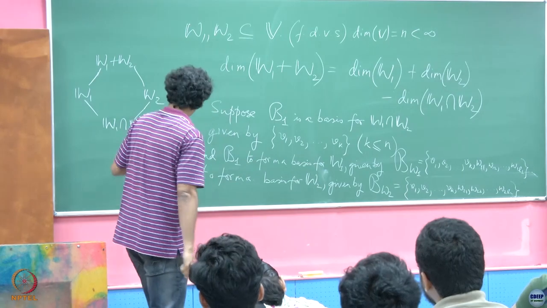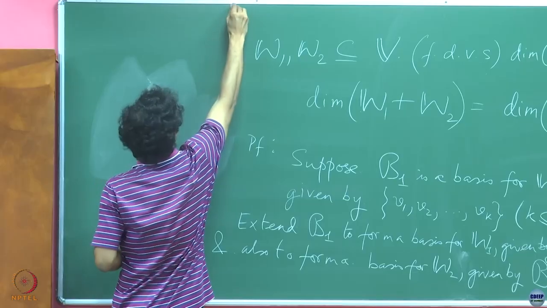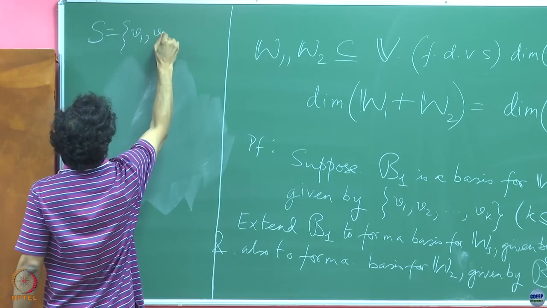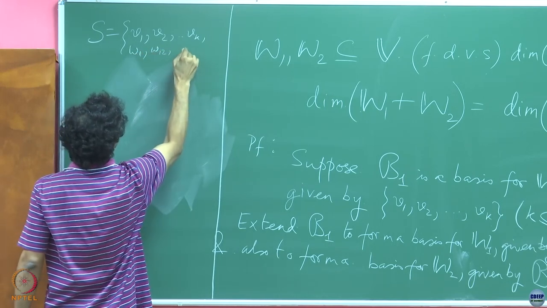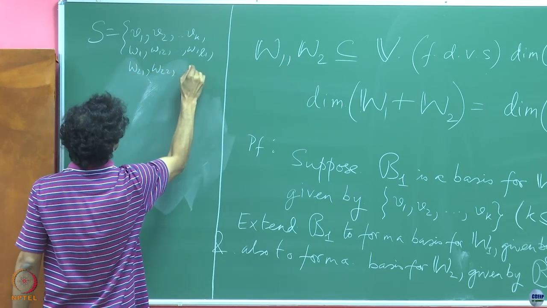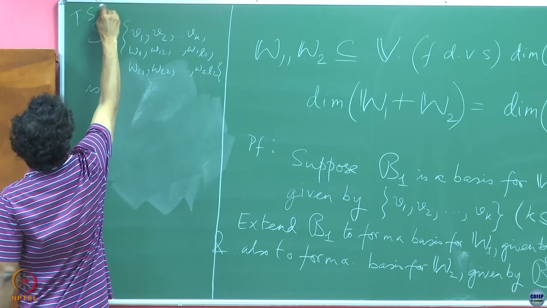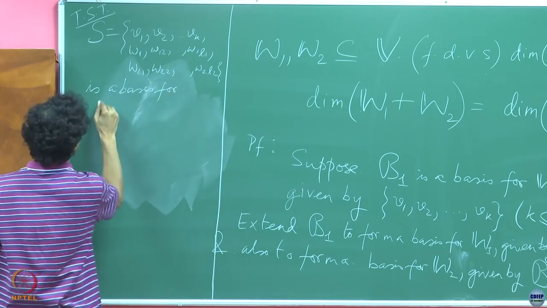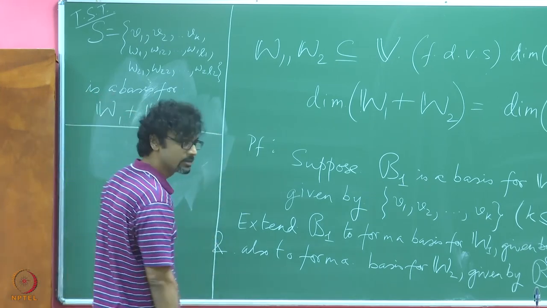So now, based on this construction, I reformulate the problem to showing that S given by V1, V2, Vk, W11, W12, W1L1, W21, W22, W2L2 is, so this is what I am required to show now, a basis for W1 plus W2. Right? If I can show this, then I'll be done.